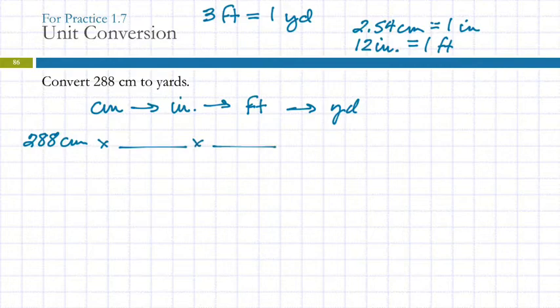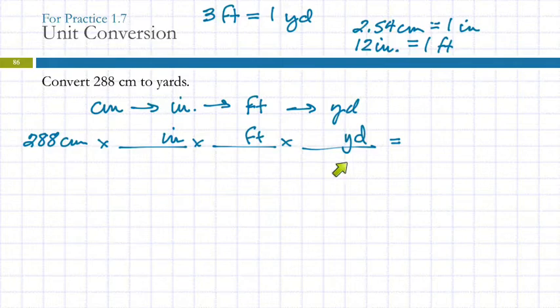1, 2, 3. What do I put in there? Well, I'm going to follow my path. Centimeters to inches to feet to yards. I'm basically copying my path into my equation. The units in the path are the units in the numerator. That was easy enough, right?